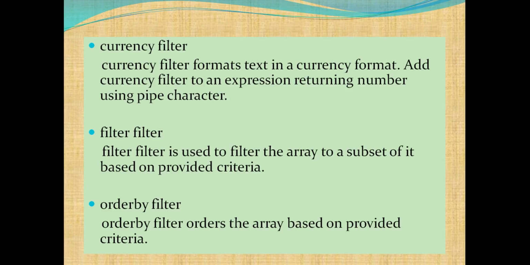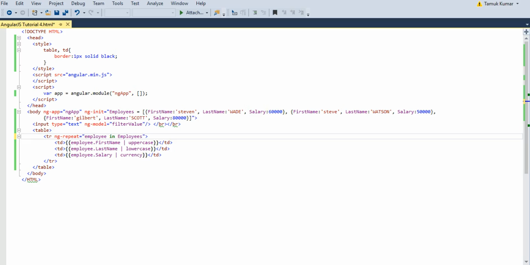Now the next filter is the OrderBy filter. The OrderBy filter orders the array based on provided criteria. Let's see how the OrderBy filter works. Suppose I need to order the rows inside the table based on the salary of employees. I'll be doing so by using the OrderBy filter. I have a pipe character, then orderBy, then the salary property. There. I save my page.